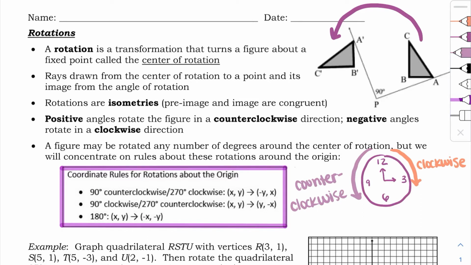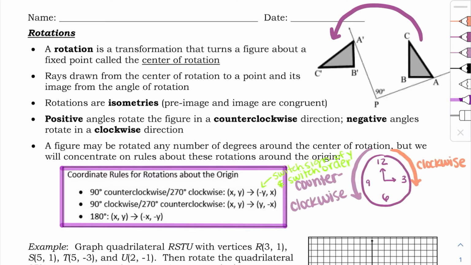There are other ways to do rotations, but probably the easiest strategy is to use the rules. With the rules, we have a rule for 90 degrees counterclockwise and 270 degrees clockwise. These two rotations will put your shape in the same position. The rule for 90 degrees counterclockwise and 270 degrees clockwise is (x, y) changes to (negative or opposite y, x). So we have to switch the sign of the y and then switch the order of x and y.